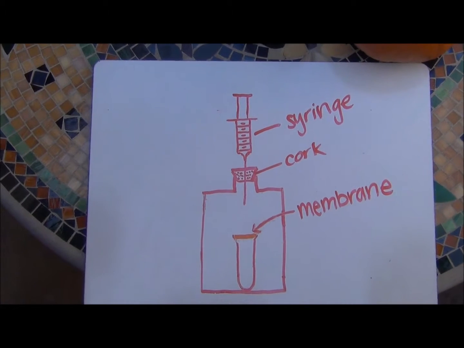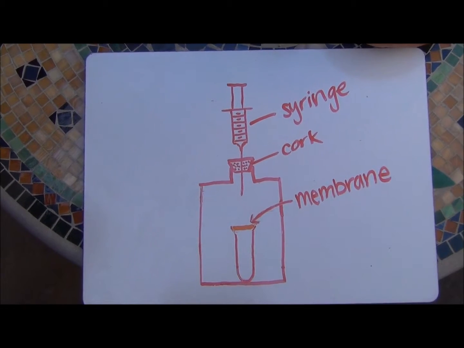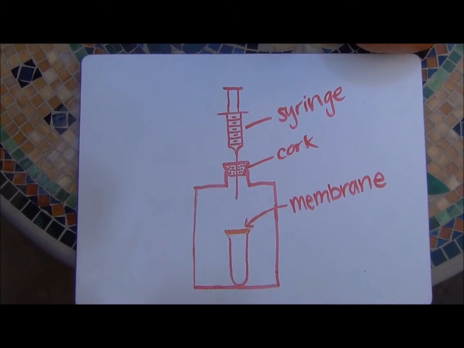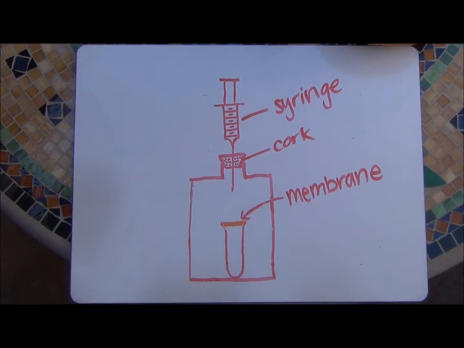For this question, you can refer to the in-class discussion question number 1 on page 229. So part A asks, as you push down on the syringe, how does the membrane covering the test tube change?